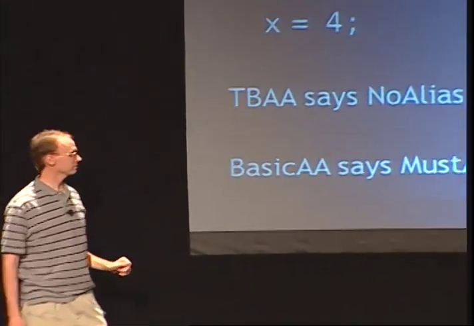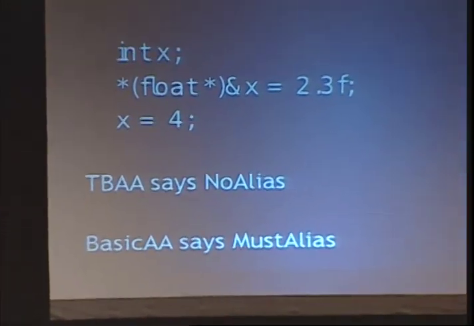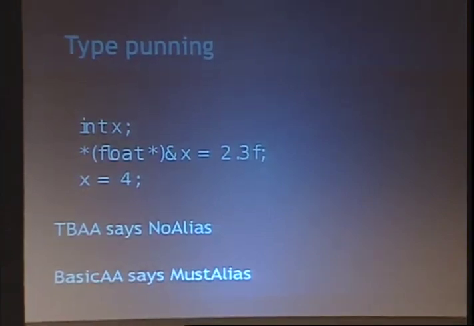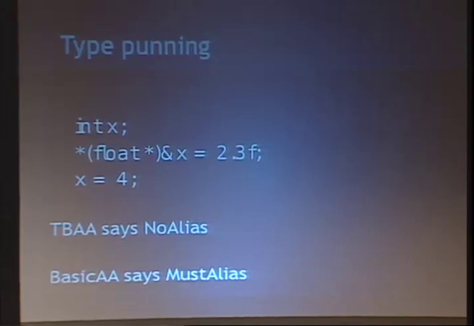Another quick slide on type punning. So this is an important issue. It's sort of at the heart of type-based alias analysis: if someone writes code like this, where you have an int and we force it to be referenced as a float, and then we reference it as an int again, and you ask alias analysis, do these stores alias or not? The TBAA pass will say no alias because it's an int and a float, and those things are different. The basic AA pass says must alias, the exact opposite, because it can climb up the pointer chain and see that these things are actually pointing to the same memory. So which one's right?